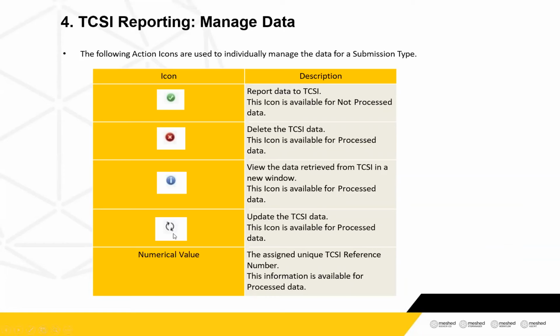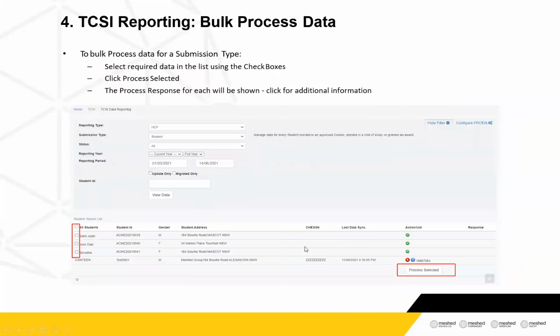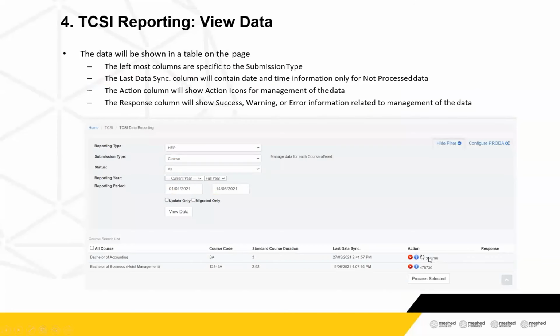The second last icon is update sync. As I already spoke about, you can use this icon to sync all the updates for the reported data. Now last is the numerical value. This numerical value is nothing but the UIDs. Whenever you report any data to TCSI, the TCSI platform gives us a response back with a unique ID for each and every record. So the numerical values are nothing but UIDs for each and every record.